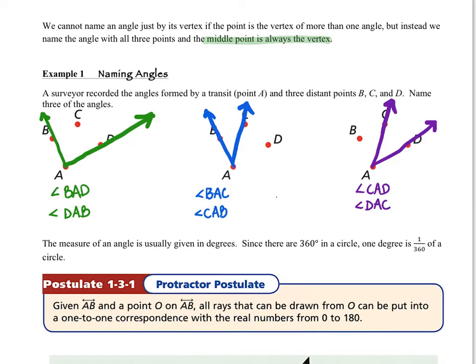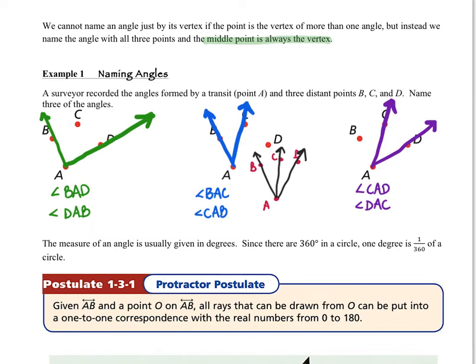Now I'm going to draw that set of points one more time. We have A, B, C, and D, and let's just name them A, B, C, and D. And I want to show you how confusing it can be when we've got all of those rays drawn as to which angle we're talking about if we just talk about angle A.